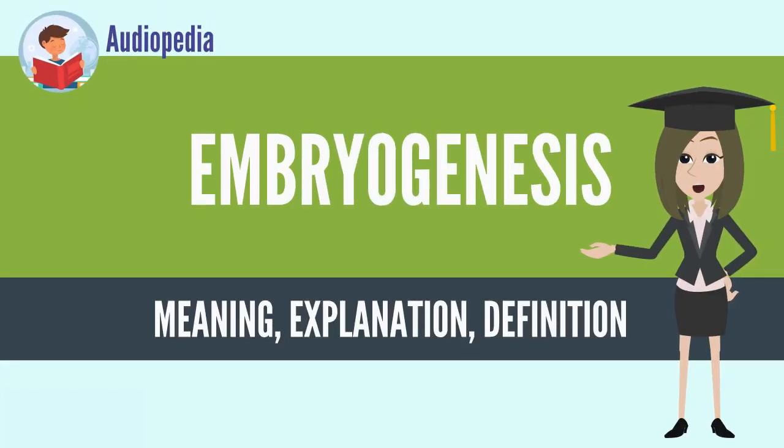Embryogenesis. Embryogenesis is the process by which the embryo forms and develops. In mammals, the term refers chiefly to early stages of prenatal development, whereas the terms fetus and fetal development describe later stages.